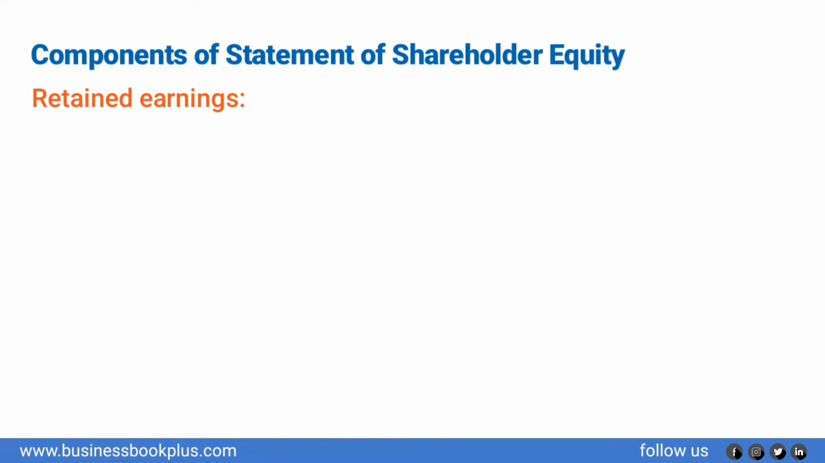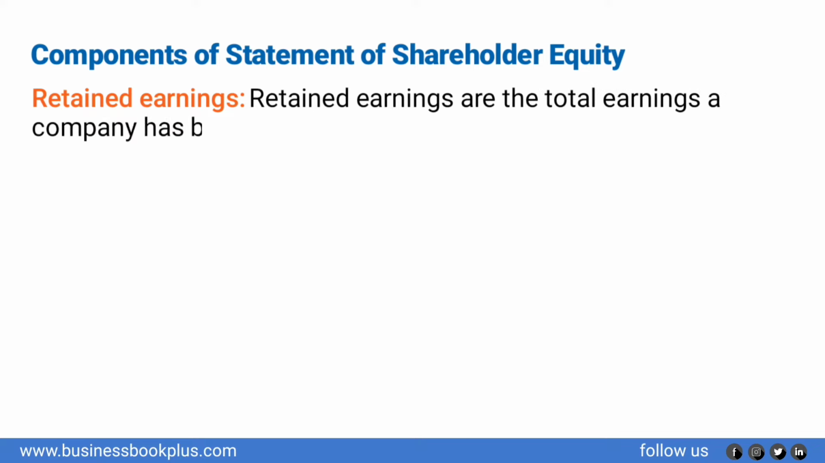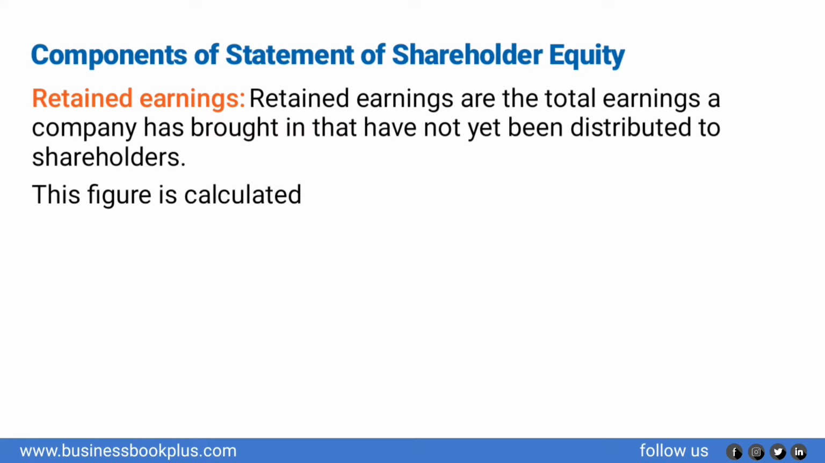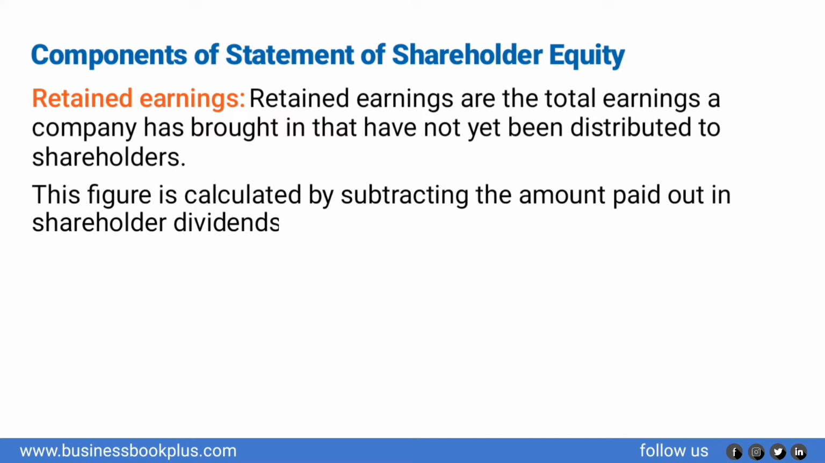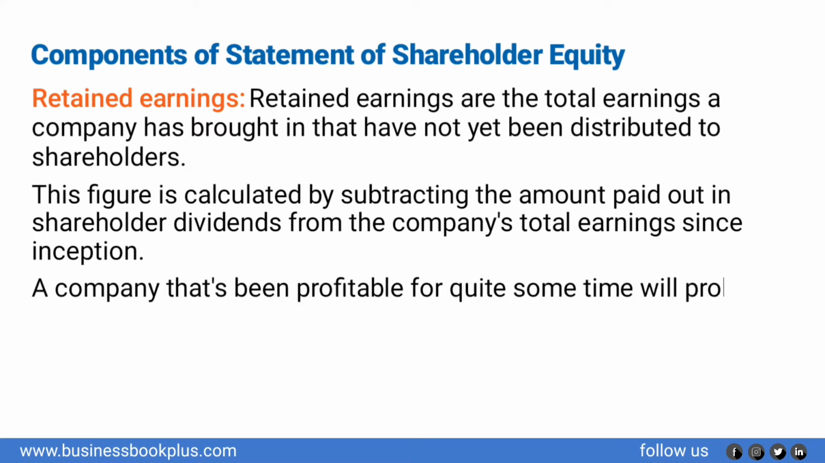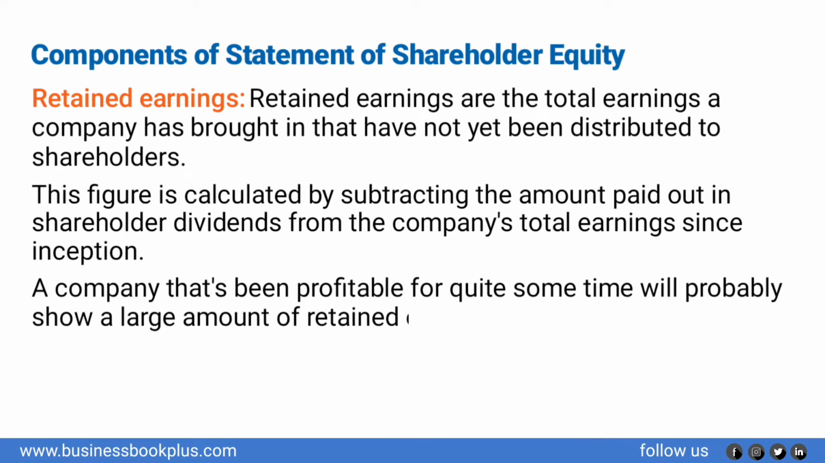Number 5. Retained earnings. Retained earnings are the total earnings a company has brought in that have not yet been distributed to shareholders. This figure is calculated by subtracting the amount paid out in shareholder dividends from the company's total earnings since inception. A company that's been profitable for quite some time will probably show a large amount of retained earnings.